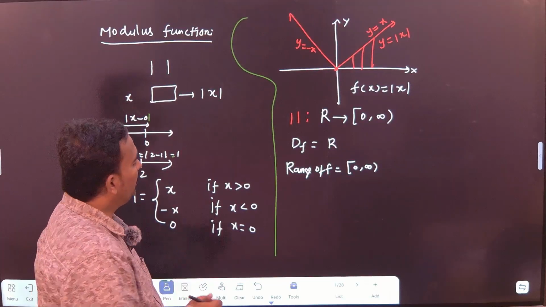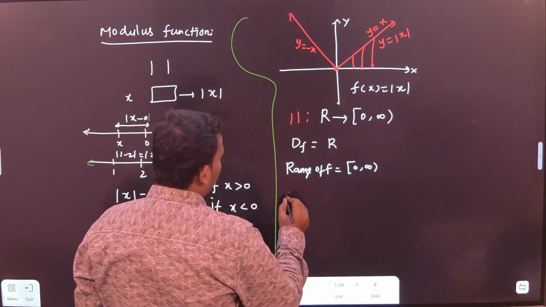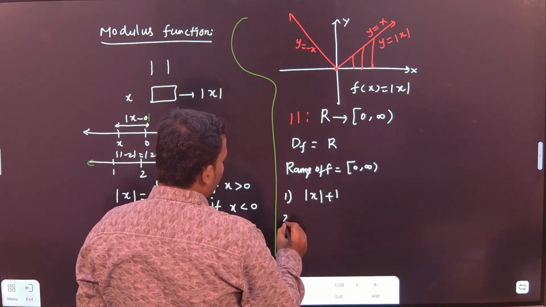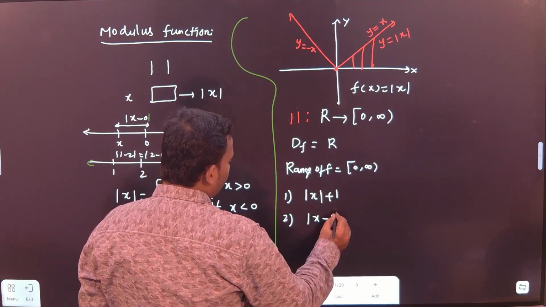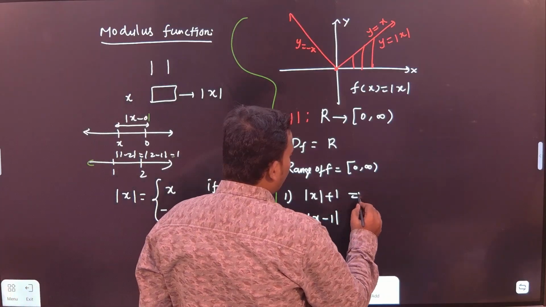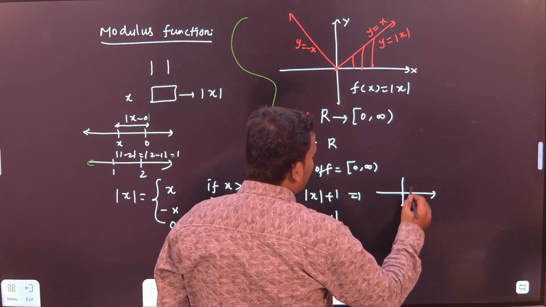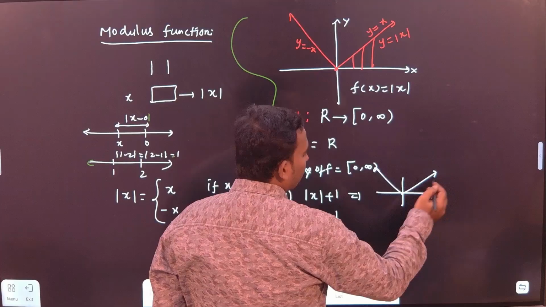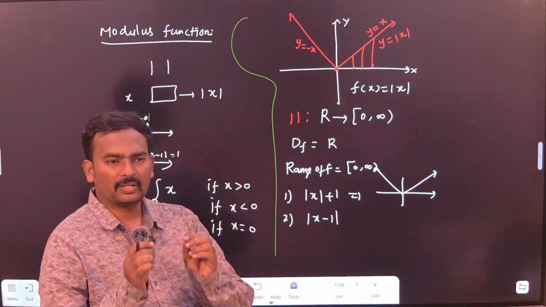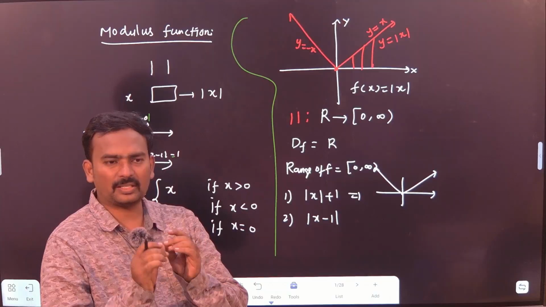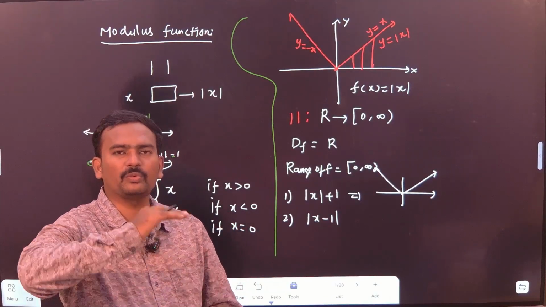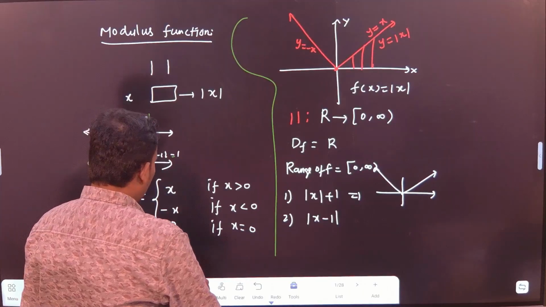Okay, fine. Then how to draw the graph of the first one, mod x plus 1, and the second one, mod x minus 1? You can see, students, first take the reference graph, the mod x graph, right? This is your reference graph. So mod x is input or output? x is the input. If you apply modulus, that is the output. If you add 1 to it, then you have to shift 1 unit up, right? 1 unit up.